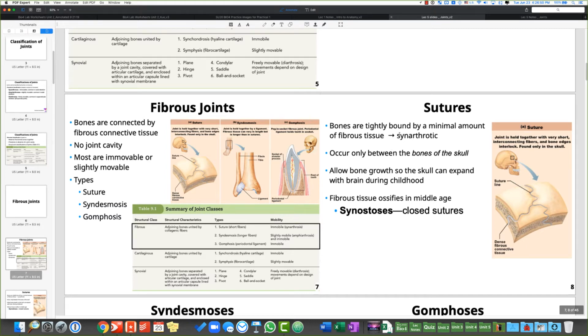So what defines a suture joint is that those bones are tightly bound together by a very small amount of fibrous tissue. And that provides very good protection for what's underneath, which is your brain.